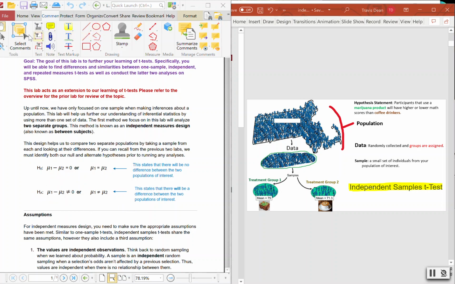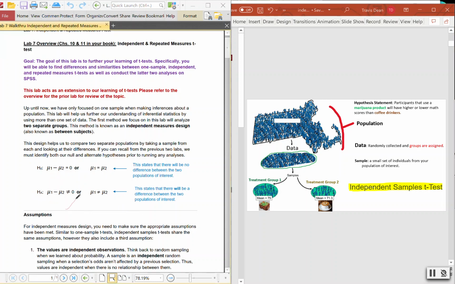Let's say you do have a direction and it's a one-tail test. Then what you would do is write out, like in this case, if we're using math score as our outcome, these are the marijuana users and these are the coffee users, group number 2. And if you're picking a direction, you say that the coffee users are going to have a better average math score than the marijuana users. And this is represented by this is greater than this. Or you could just write it as the mean of group 1 is not equal to the group 2 mean. So hopefully that makes sense.